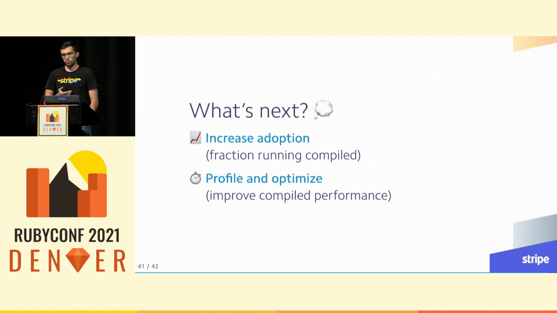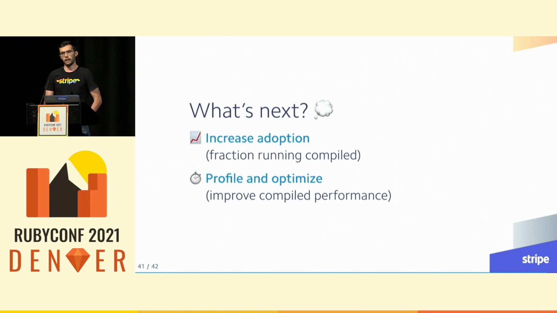So that is kind of what we've been working on. The next steps that we have are kind of twofold. The first is we haven't quite gotten to the level of adoption that we want internally. We've definitely been adding a lot of compiled true files, but our next most immediate step is just to continue compiling more things.